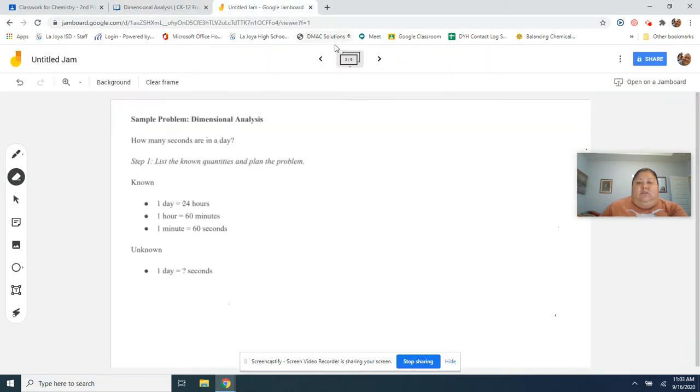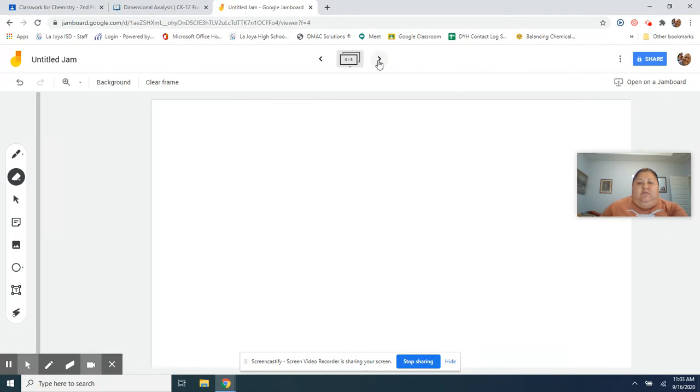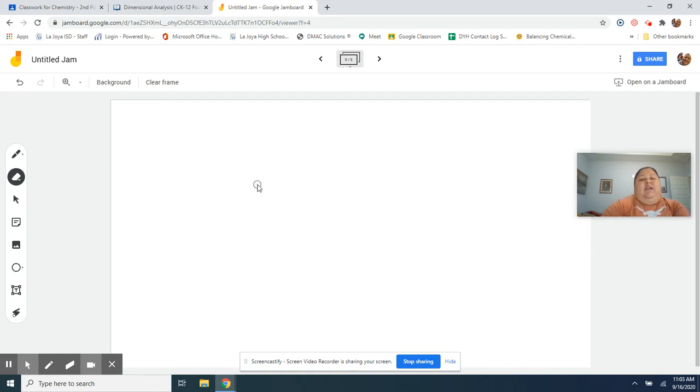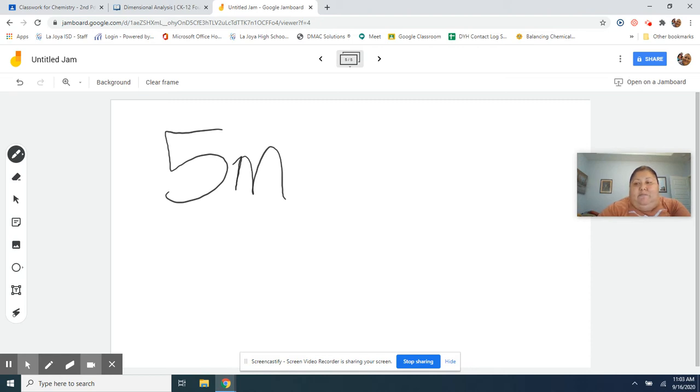So we go to our Jamboard. Okay, so this is our Jamboard. If I wanted to do an example for you, and I say, what if I have 5 meters? And I want to change my meters, instead of them being in meters, I want to change it to kilometers or centimeters. So I'm going to put a 1 underneath because it just helps remember what I have to do in the next step. Every single number I give you is always going to be over 1.